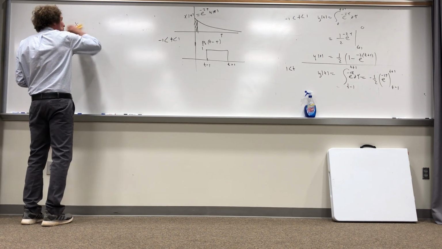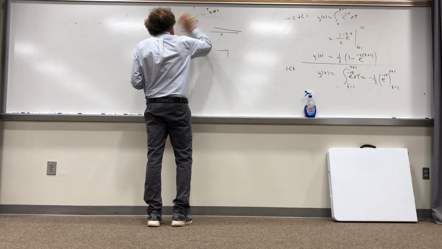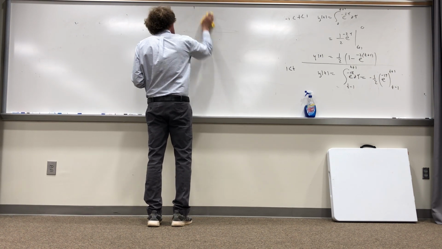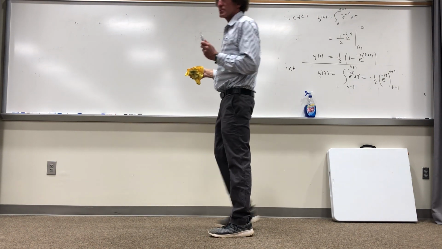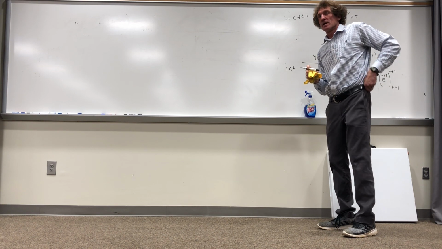So, x of t convolved with h of t is the same as h of t convolved with x of t, correct? That's right. It doesn't matter which one you flip or shift. It's absolutely symmetric. And that's important.